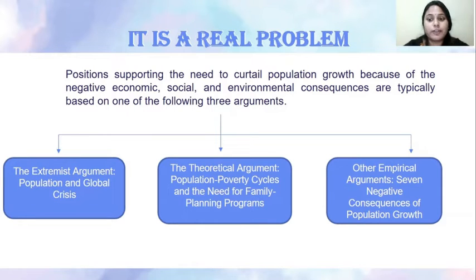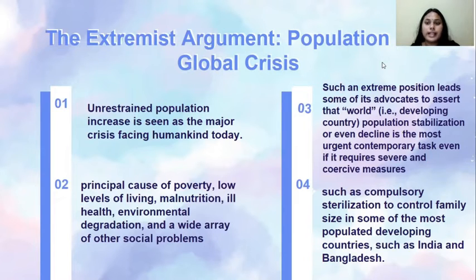There are seven negative consequences of population growth. The extremist argument, population and global crisis: this unrestrained population increase is seen as the major crisis facing humankind today, and the cause of poverty, low levels of living, malnutrition, ill health, environmental degradation, and a wide array of other social problems. As we all know, because the population has increased, the economies of most countries are getting worse.